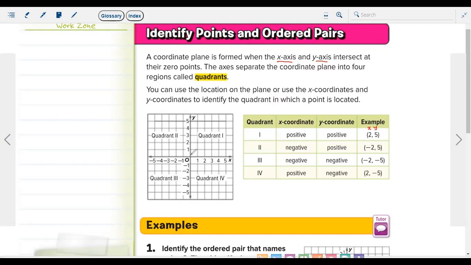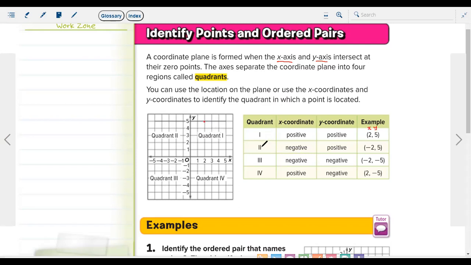So you will move 2 units to the right, then you move 5 units up. 1, 2, 3, 4, 5, and you locate the point. So this location is called (2, 5). Why? Because we move 2 blocks to the right and 5 blocks up. And it's really located in quadrant I.